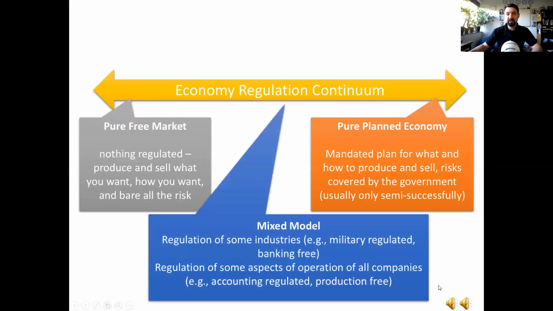And then obviously mixed economies, mixed models, which many would call socialist models, where some industries are regulated, like for example, maybe military, maybe banking, and some aspects are completely free. So you can open any business you want. But there may be some regulations and some oversight. Is it safe? At the very least, you need to be registered so we know who's operating in our economy. So there are things like accounting that may be regulated, audit may be regulated, safety may be regulated. And the truth is that pretty much all of the countries are these mixed economies.